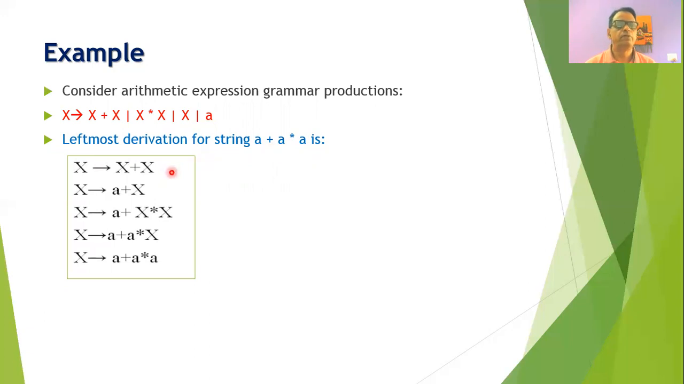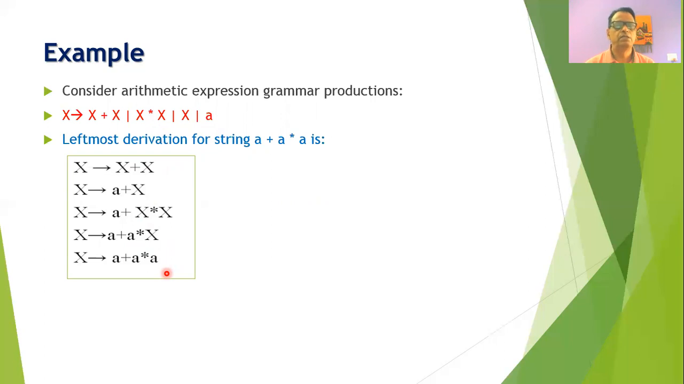Now we can start with the start symbol. X is defined as X plus X, then the leftmost X is replaced by a by using the production rule, so that we will get a plus X. Then further the X is replaced by X star X by using this production rule. Then further the left hand side X is replaced by a, so that we will get the string a plus a star X. And further the next X is replaced by a by using this production rule, so that we will get the term a plus a star a.